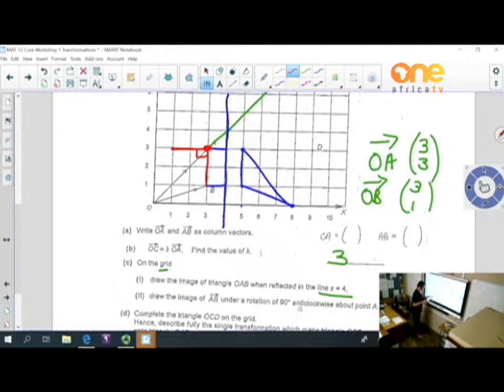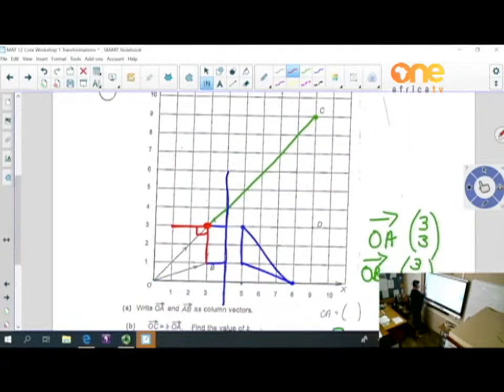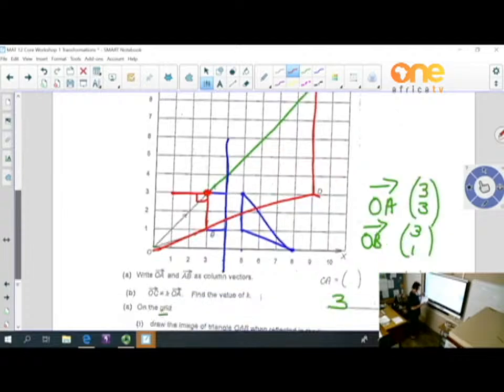And then they say complete OCD, the scale factor there, the enlargement is 3 and the center is 0, 0. Now we already have OC, and you can just join the points there. So now we just draw D, and this must be joined with O. So there's your enlargement on that one.